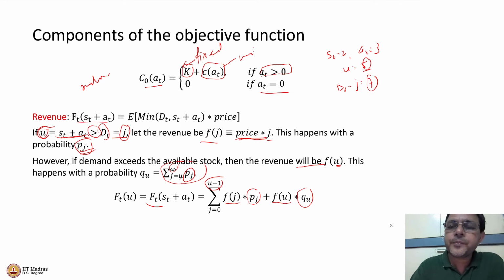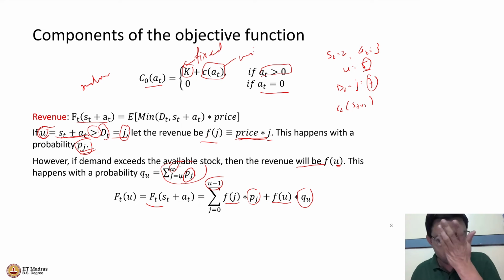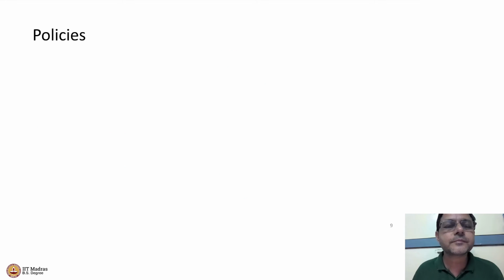What is the holding cost? Holding cost is CC, which is carrying cost of ST plus 1, right? ST plus 1, because you are going to carry ST plus 1, which is the closing inventory of the current time period, which becomes the beginning inventory of the next time period, right? So that is fairly straightforward.